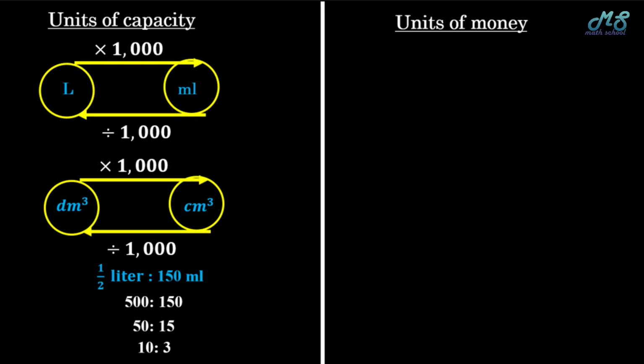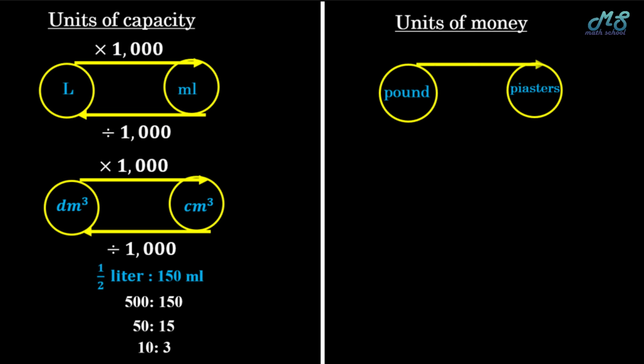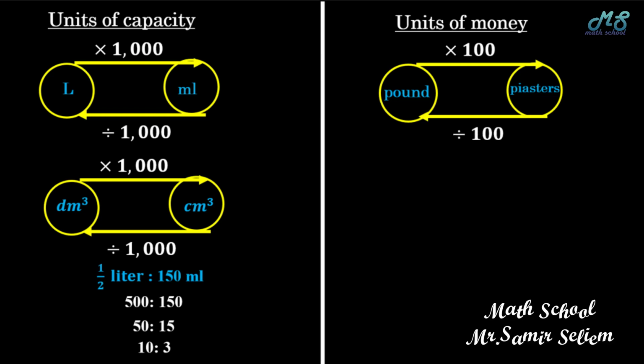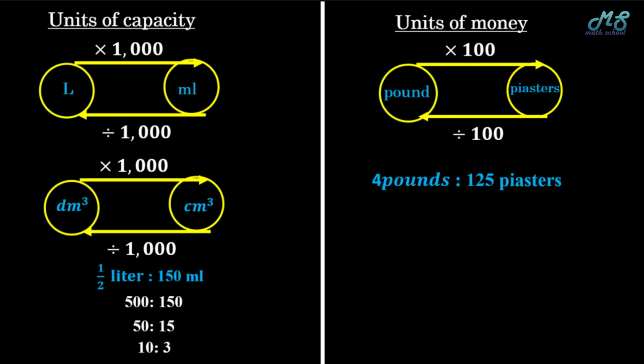Finally, units of money: pound and piasters. 1 pound equals 100 piasters. So to convert from pound to piasters, multiply by 100, and the inverse, divide by 100. For example, to find the ratio between 4 pounds and 125 piasters, convert 4 pounds to 400 piasters. Now 400 to 125, dividing by 5, we get 80 to 25. Dividing by 5 again, we get 16 to 5 in the simplest form.